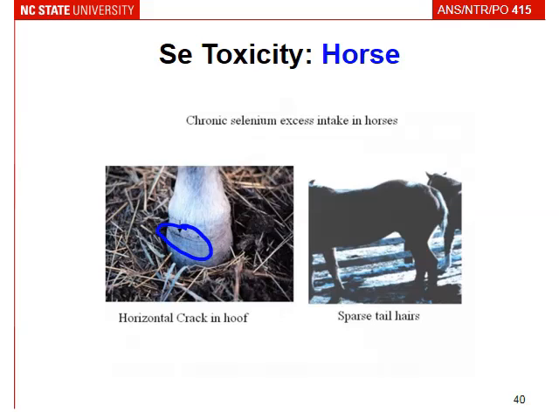In addition, you can see the sparse hair on the tail over here. The horses should have much longer hair on their tails. And again, this is all due to the organic form of selenium. If you're feeding an inorganic form, you're going to have a lower incidence of toxicity. It's more with these organic forms that you have a higher rate of toxicity with selenium.